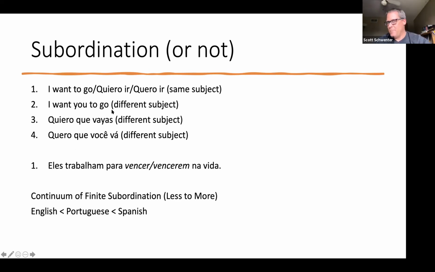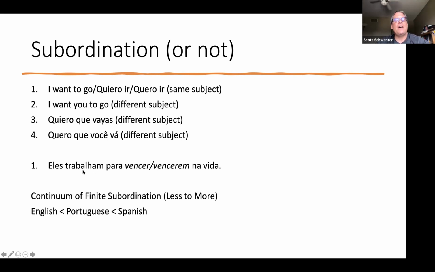If someone said that to me, I'd stop in my tracks and say, wait a minute, where are you from? Why are you saying that? So in Spanish, when you do this, you know that you have to have this subordinate sentence and you use the subjunctive, right? Quiero que vayas. So, I want that you go. Same thing in Portuguese. Quero que você vá. I want you to go.